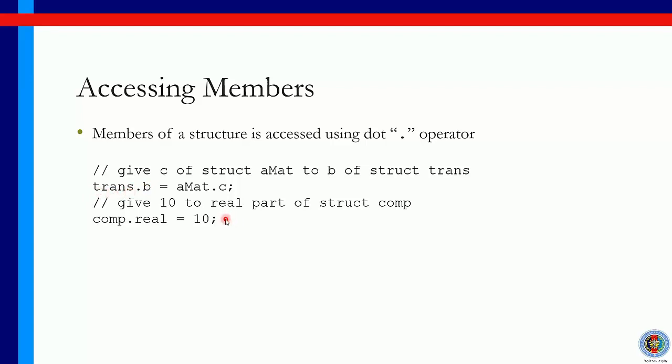We can give a constant to the member of a structure. For example, we can give 10 to the real member of a variable which is a complex number structure, com.real. So we use the dot operator.